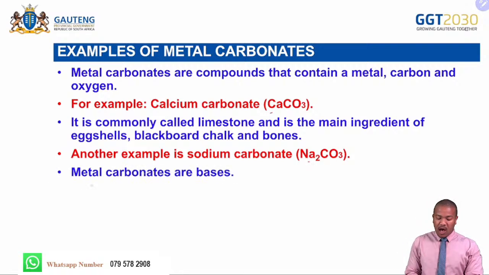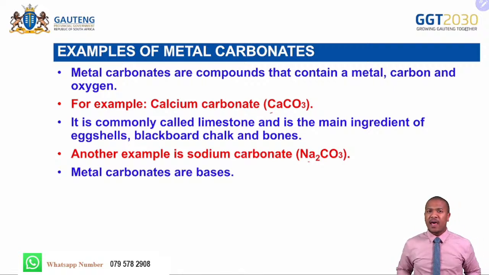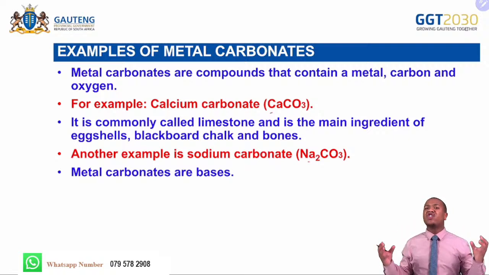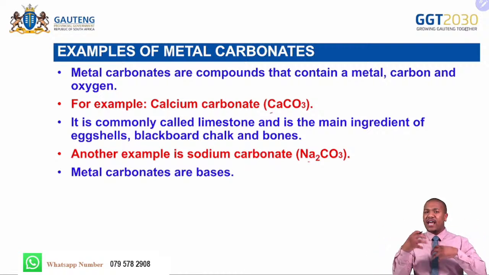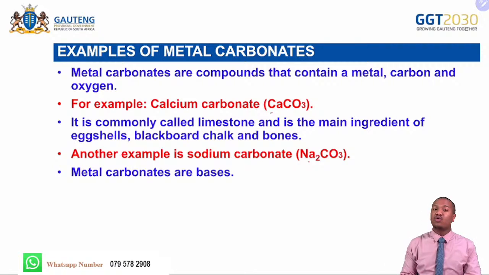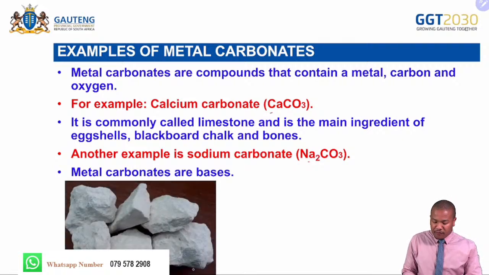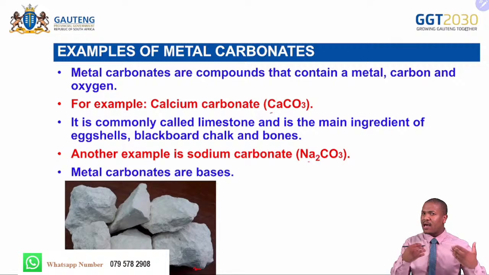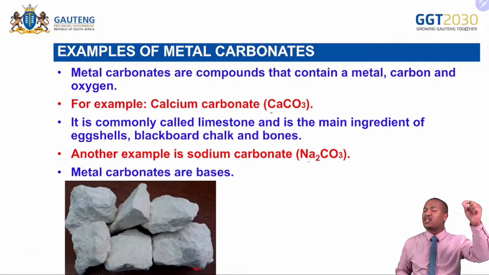So now metal carbonates are bases. What does it mean about metal carbonates? It means that metal carbonates can neutralize acids. They can counteract acids. When they react with acids, they're going to form salt and water. But in this case, they can also form carbon dioxide. That is what we're going to look at more on the following slides. Here's an example of limestone or chalk or calcium carbonate that you are familiar with, the chalk that we use to write on our blackboards.